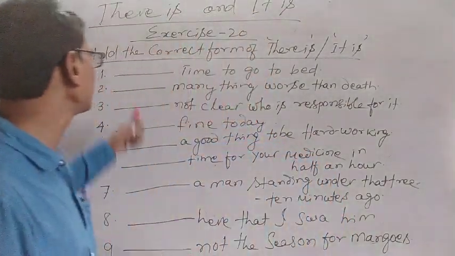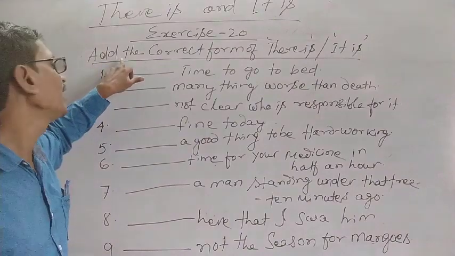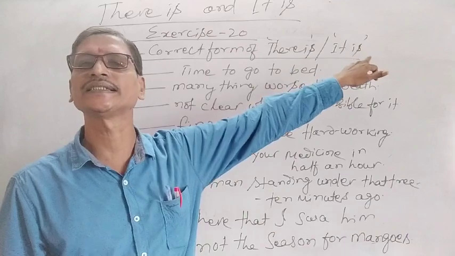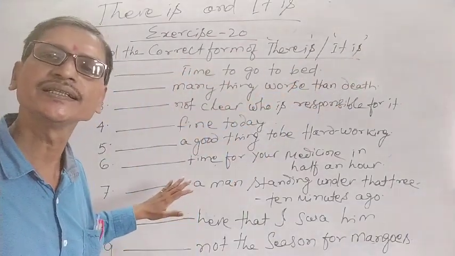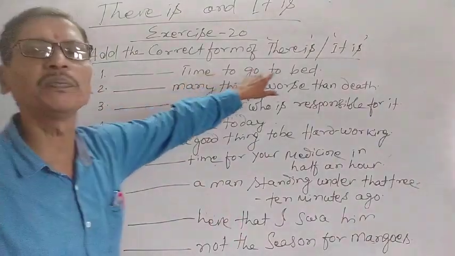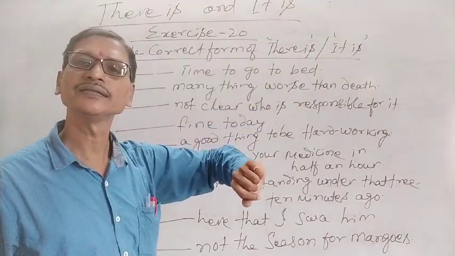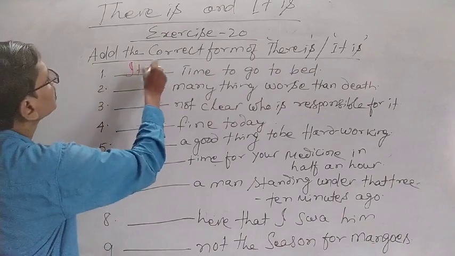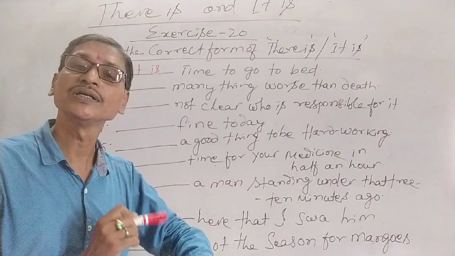Okay? So here you see in exercise 20, what is the instruction given? Add the correct form of "there is" and "it is" in the following sentences. Understand? Let's understand the first one. Best time to go to bed. That means we can use "it is time". It is time to go to bed. Now it is the correct time to go to bed.